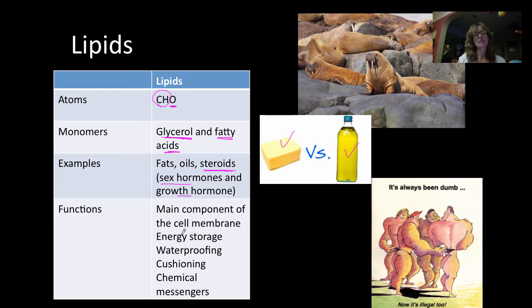The function of these lipids is very varied. Some of them build our cell membranes, very important lipids. Some of them, as we know, are for long-term energy storage. Lipids can waterproof, like the waxes. They can cushion, like the fats. And then they can be chemical messengers, like the sex hormones and growth hormones. And they allow one cell to talk to another.